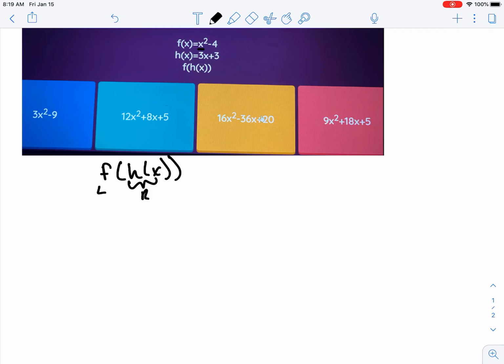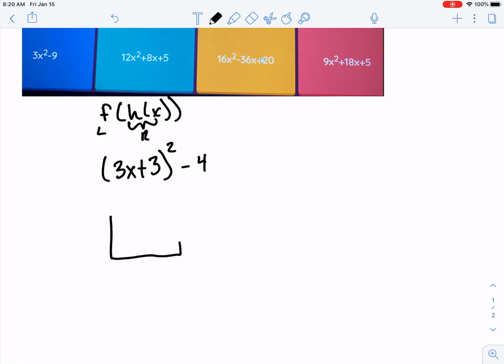Okay. And again, all I'm going to do is plug in h of x, so 3x plus 3, everywhere I see an x in f of x. So it'll be, I see an x, so it will be 3x plus 3. Me personally, whenever I plug things in or I use substitution, I like to put parentheses around it. Squared minus 4. And from here, it's just PEMDAS.